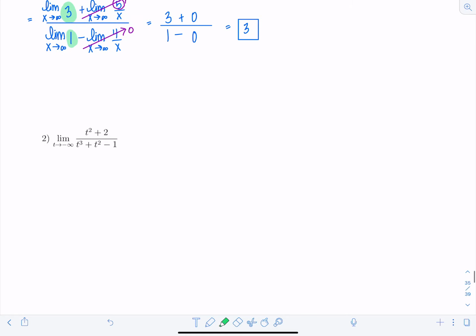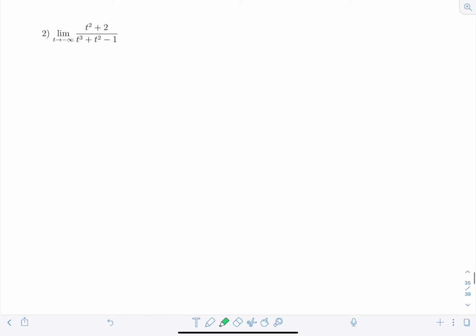Lovely. Let's look at another example. So here we have the limit as t approaches negative infinity of t squared plus 2 over t cubed plus t squared minus 1. All right, remember we need to divide by the degree of the denominator. So the highest power of t that I see in the denominator this time is t cubed. So I'm going to divide numerator and denominator by t cubed. And I have here the limit as t approaches negative infinity.